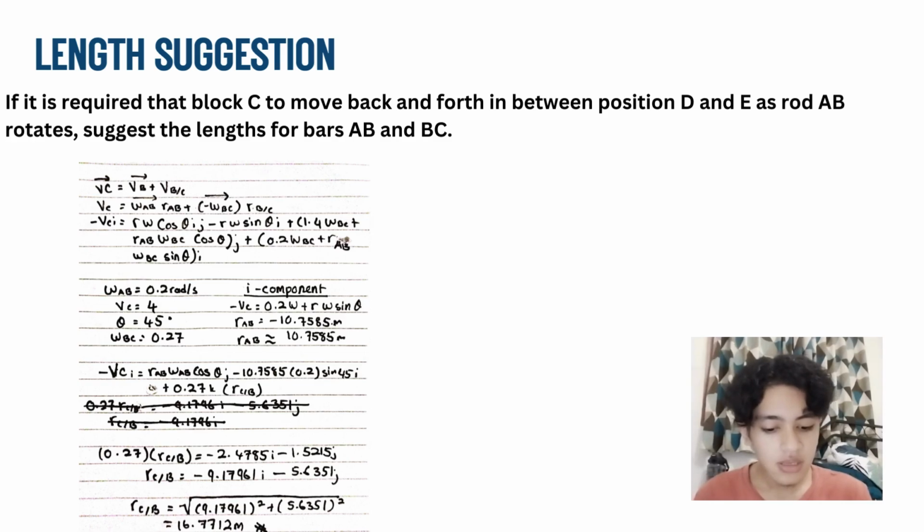Then after we get the value of R of rod C with respect to B, we can use this formula, and then we get the answer, which is 16.7712 meter.